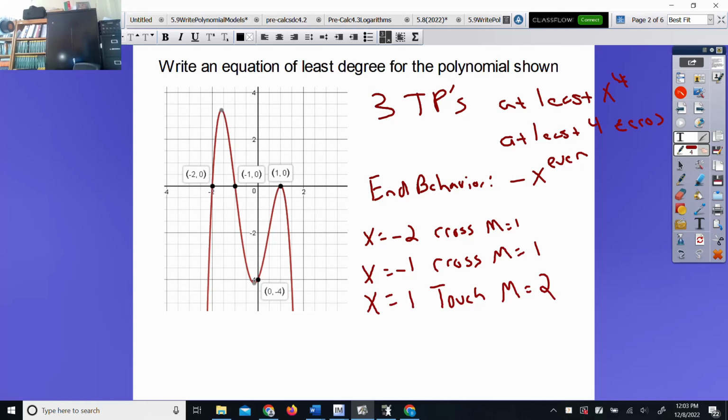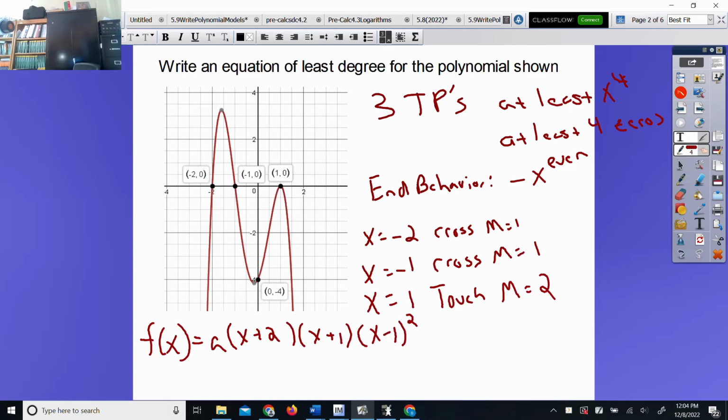Time to start writing your function. Just like the alphabet, all functions start with what letter? A. And take your zeros and make them factors. -2 is a zero. The factor is x plus 2. And what's the understood exponent on that one? 1. You got x equals -1. What's the factor? x plus 1, and what's the understood exponent? 1. The last one is unique. x minus 1, and what's the exponent? 2. Multiplicity is demonstrated in the exponent.